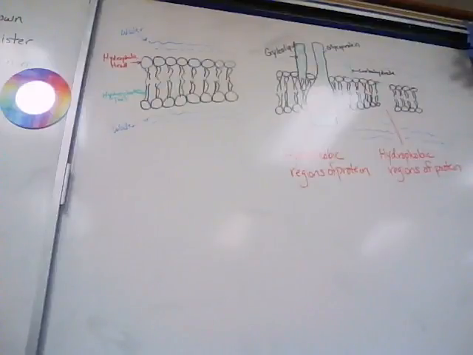A membrane protein or receptor may have a binding site with a specific shape that fits the shape of a chemical messenger, such as a hormone. The external messenger signaling molecule may cause a shape change in the protein that relays the message to the inside of the cell, usually by binding to a cytoplasmic protein.